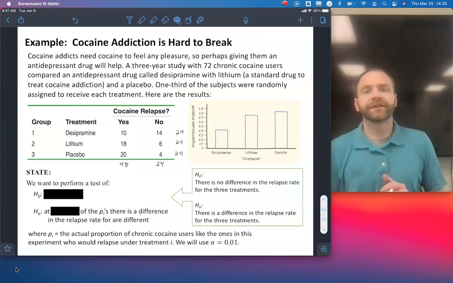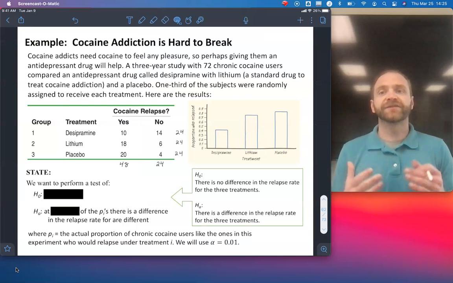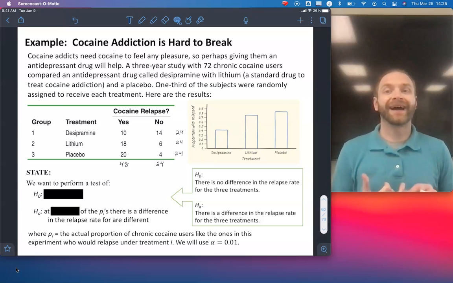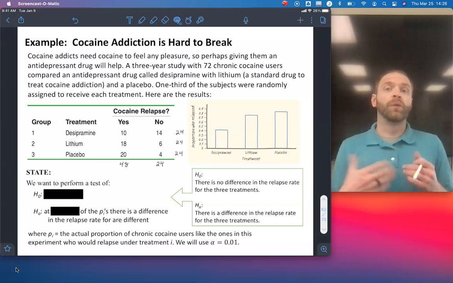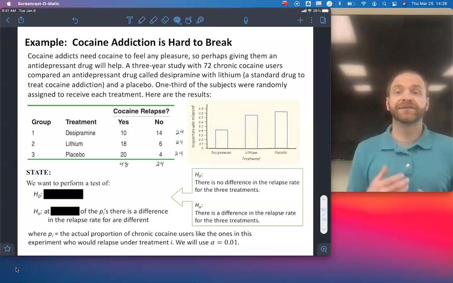So we're going to look at another chi-square test for homogeneity, and this one looks at the prompt: cocaine addicts need cocaine to feel any pleasure. So perhaps giving them an antidepressant drug will help. A 3-year study looked at 72 chronic cocaine users and compared an antidepressant drug called desipramine with lithium, a standard drug to treat cocaine addiction, and a placebo. 1/3 of the subjects were randomly assigned to receive each treatment.